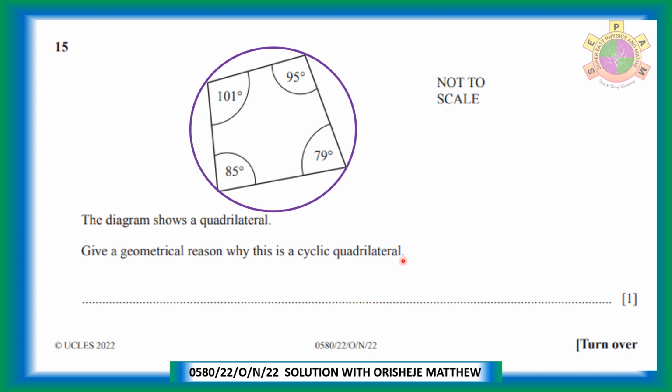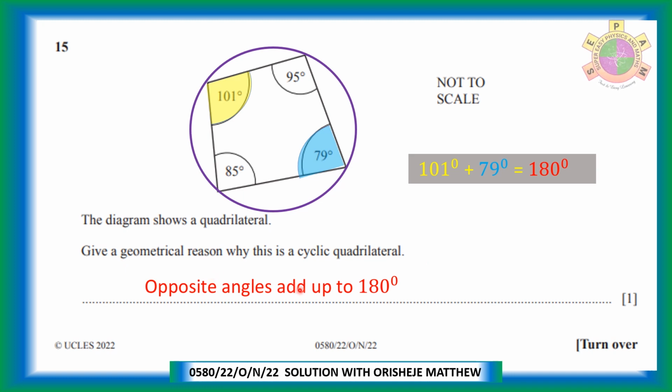For a cyclic quadrilateral, the opposite angles, these two, the yellow and the blue, add up to 180. Then 85 and 95 add up to 180. So that tells you that that is a condition of a cyclic quadrilateral. So opposite angles add up to 180.